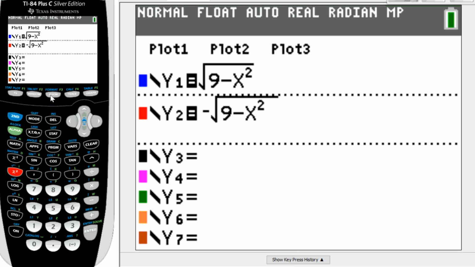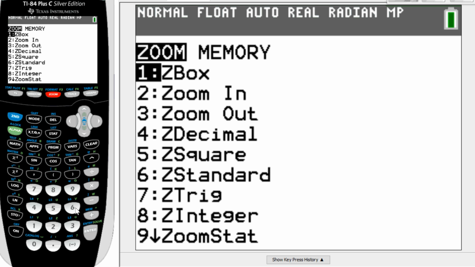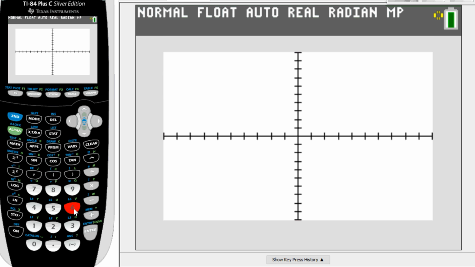What happens if we go to Zoom Standard, our favorite viewing window, -10 to 10? There's the top half, there's the bottom half. It's stretched out just because the window is rectangular, so the spread of the units on the x-axis is different from the spread of the units on the y-axis. So you have to know that it's a circle even though it doesn't look like it.